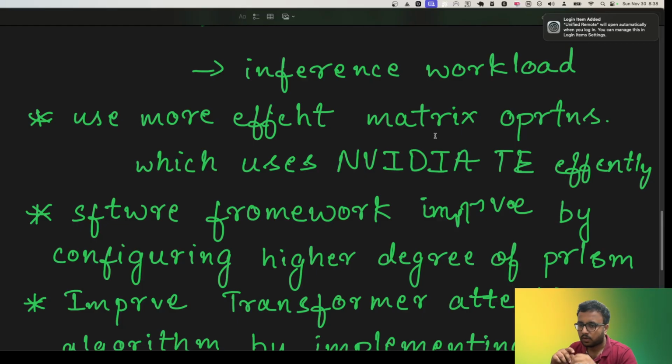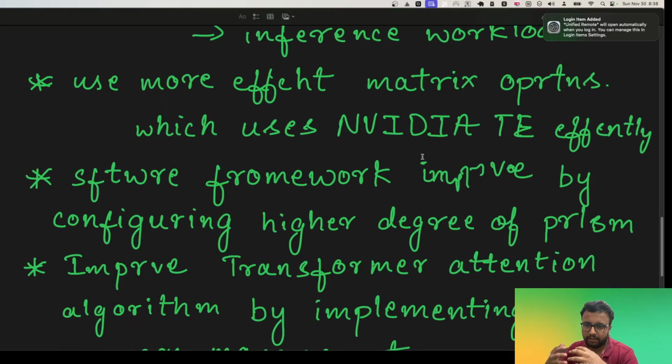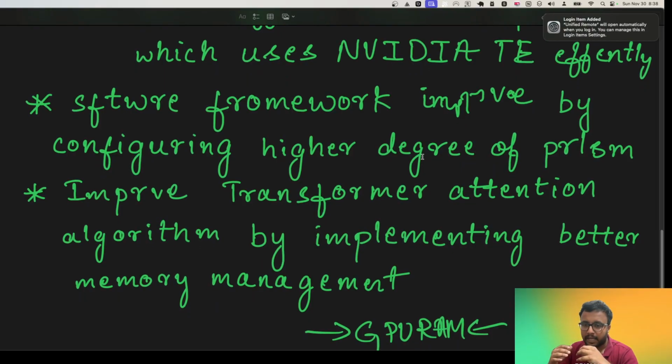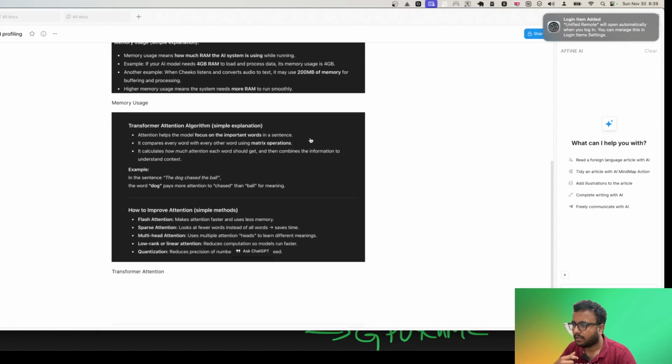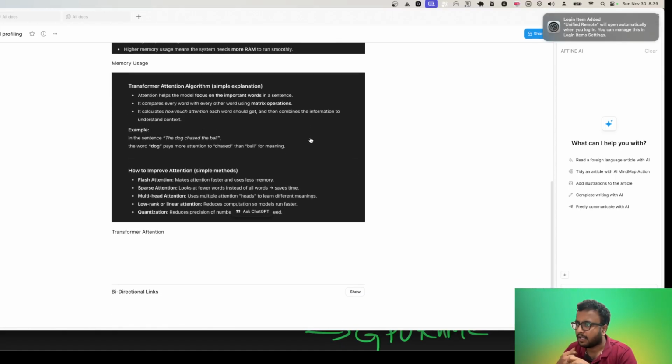And also you can improve the software framework by addressing higher-level problems. You can improve transformer attention by implementing an algorithm for better memory management. Let's say what transformer attention is: attention helps the model focus on the important words. For example, take the sentence 'the dog chased a ball.' The word 'dog' pays more attention to 'chased' than 'ball' for meaning. There are different levels of attention: flash attention, sparse attention, multi-head attention.